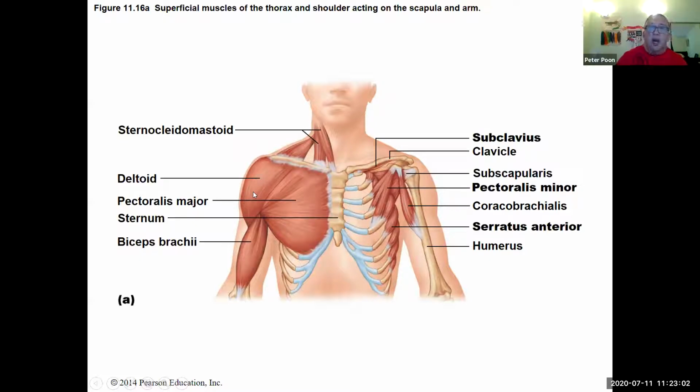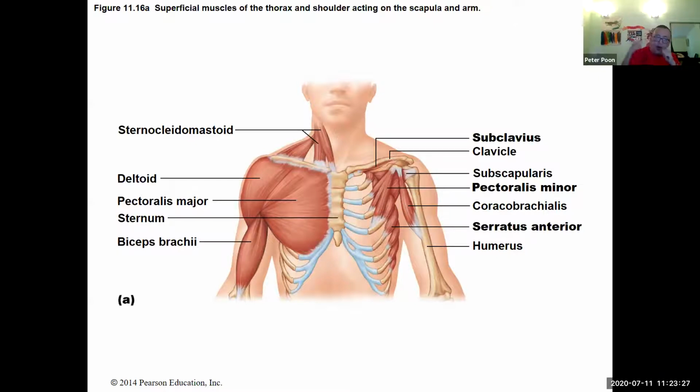Here, the last one, serratus anterior. Serratus anterior helps move the scapula forward. It's used in protraction of the scapula. The better way of explaining this is it is literally called the boxer's muscle.